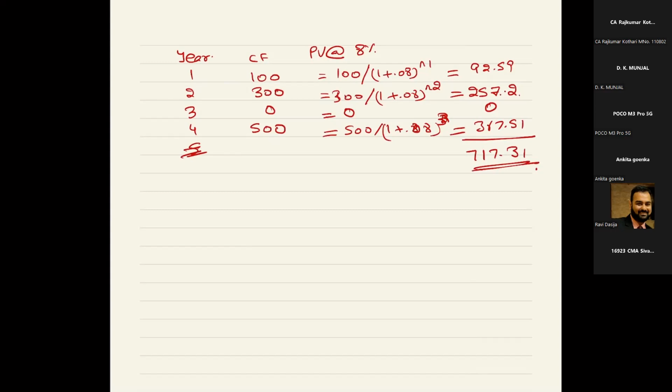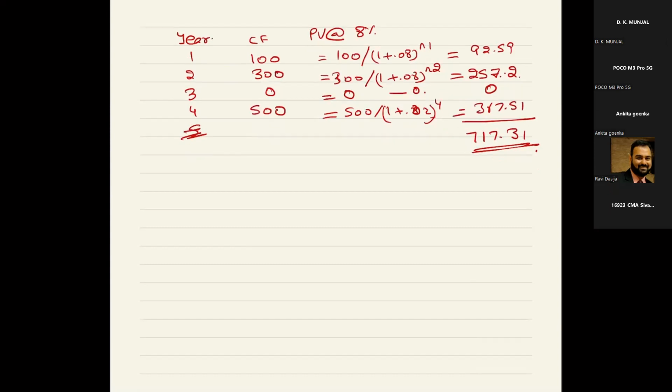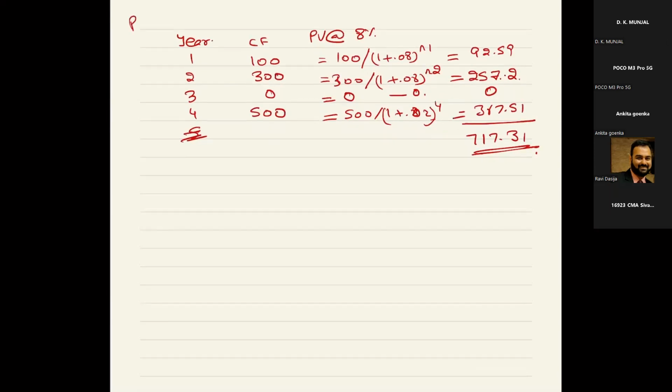Sir, will the power be 3 or 4? Fourth period, sorry, the power is 4, by mistake. Yeah, this is the 0. It is 367.51 only. Is that clear now?